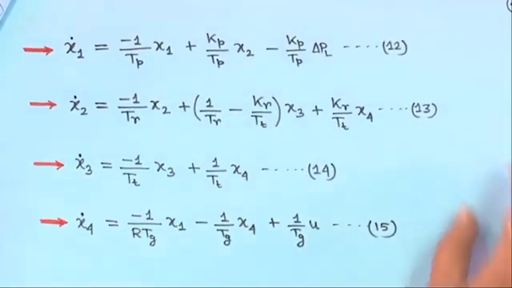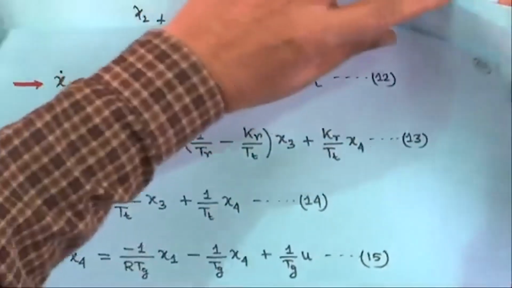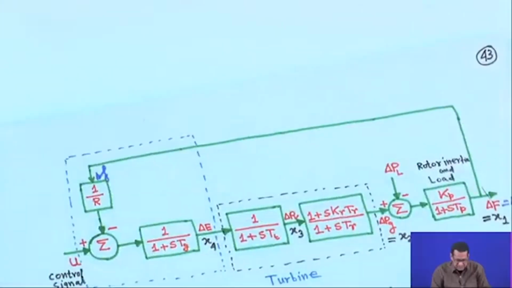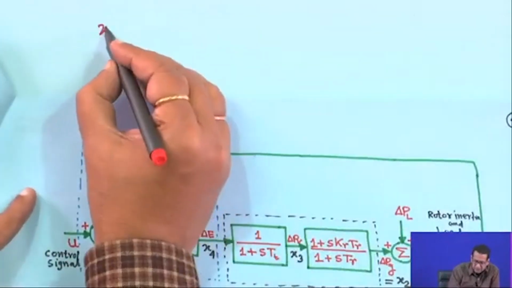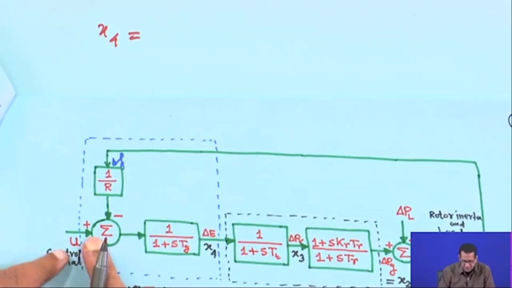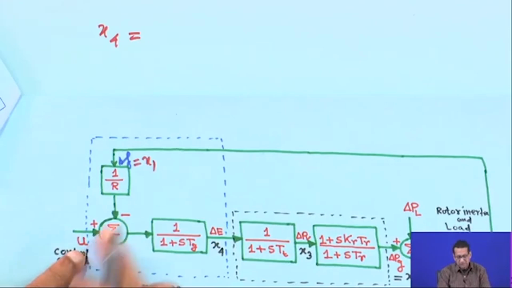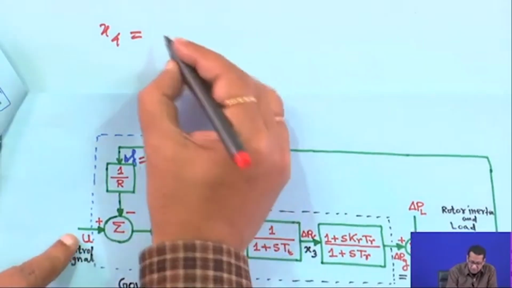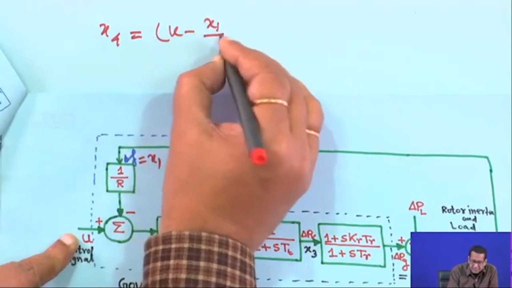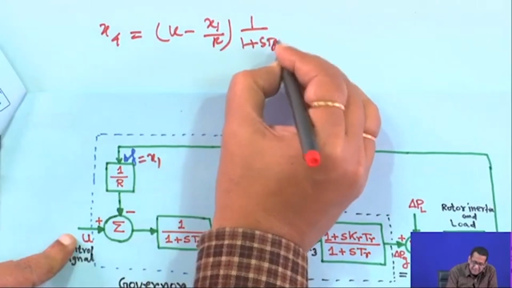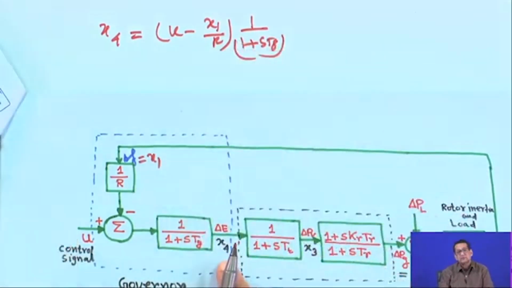Next, your x4 dot. Now for x4 look at this diagram, this is your x4. So you can write x4 is equal to, this is u, and this delta f means x1. So it is u minus x1 by r, right, into 1 by (1 plus s Tg). That is x4 is equal to this.